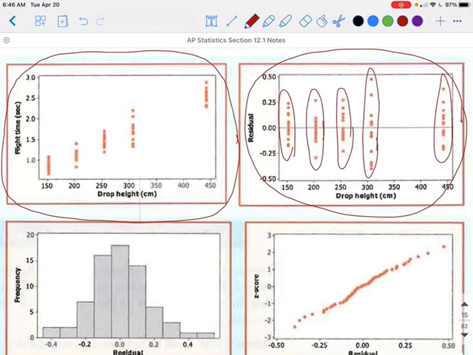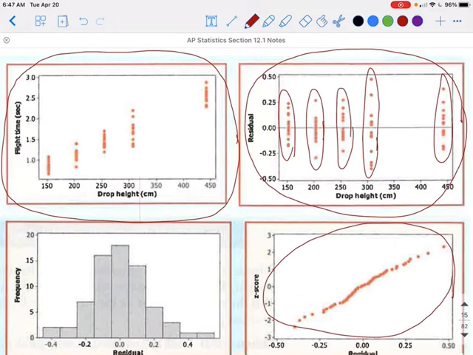Next, we need to check for independence. Because the helicopters were released in a random order and no helicopter was used twice, knowing the results of one observation should give no additional information about another observation. Next, we need to check the normal condition. So the histogram of the residuals is a little peaked, unimodal, and somewhat bell-shaped. In addition, this normal probability plot, which we have over here, is very close to linear.